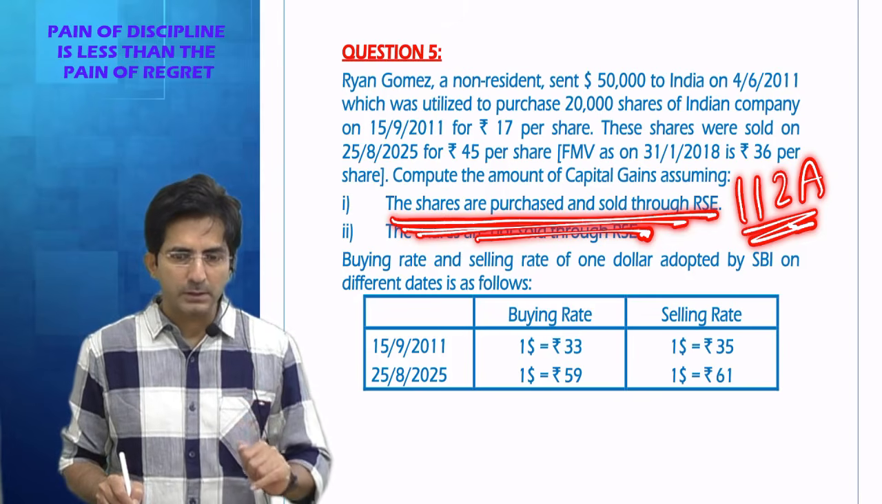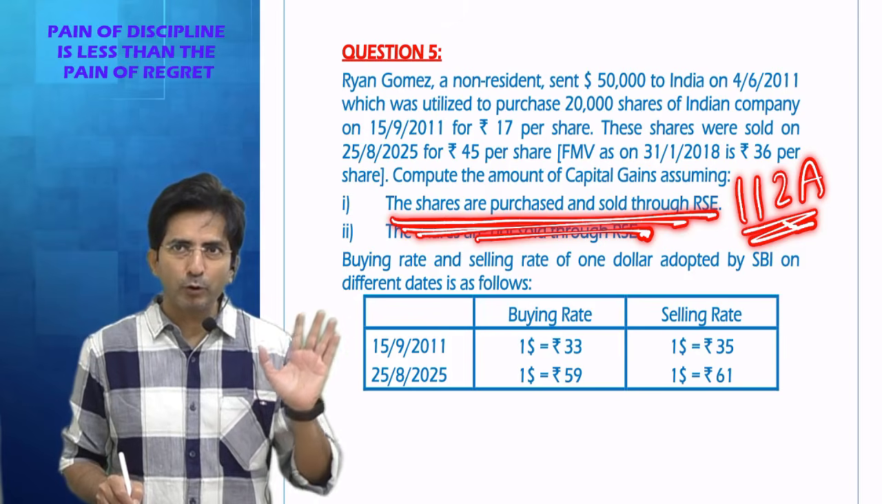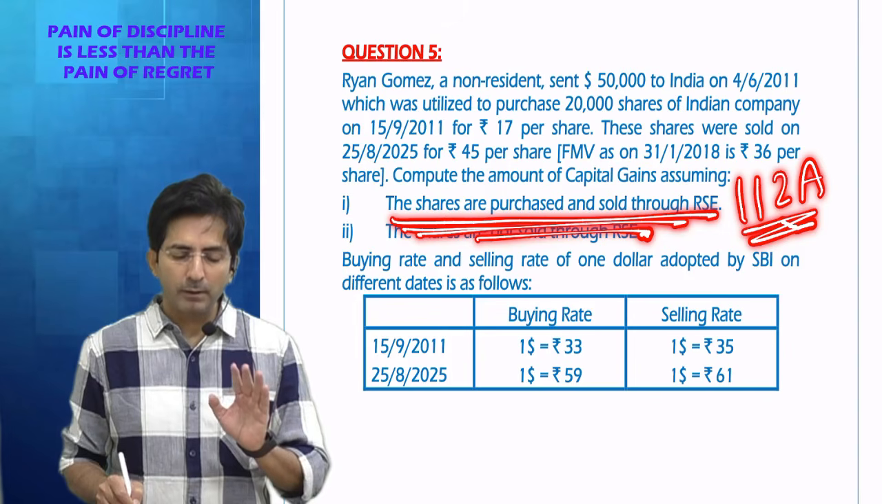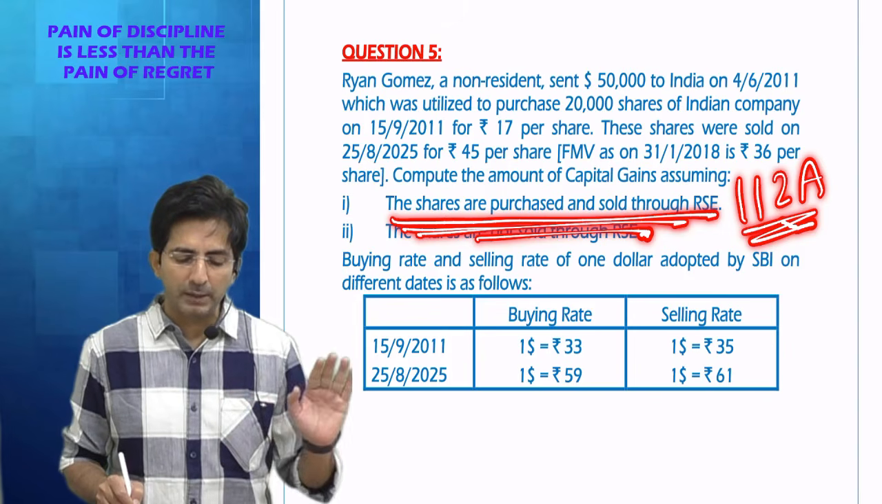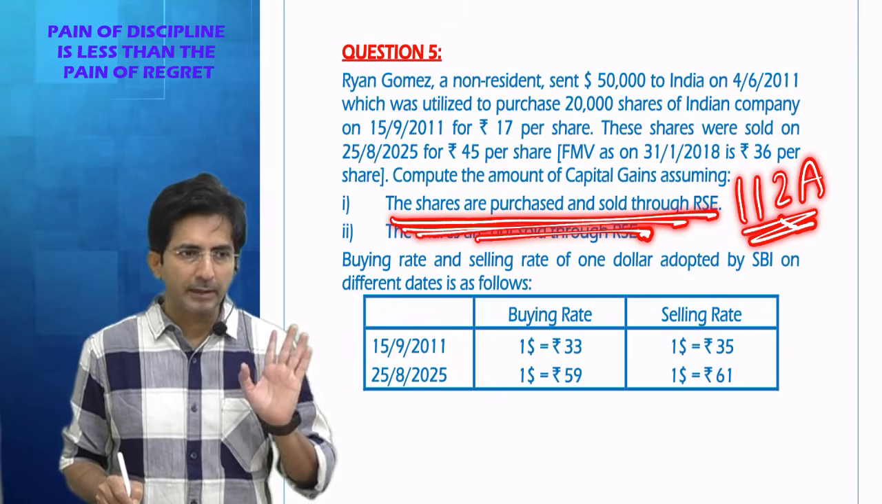Sometimes plain cost, sometimes grandfathered cost. That depends upon whether you're an old investor or a new investor. What is the meaning of old investor? Try to recall capital gain. If invested on or before 31st Jan 2018, you are called an old investor. An old investor will get grandfathering.